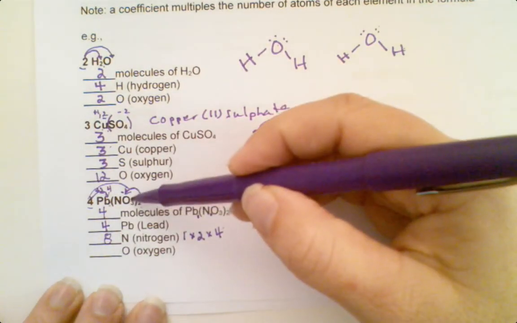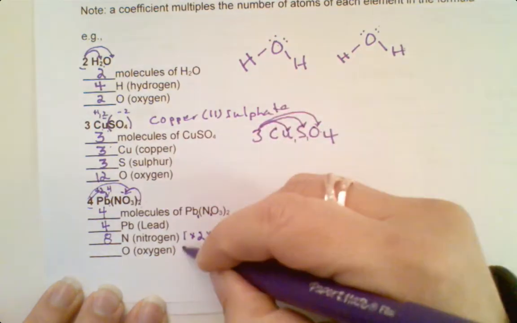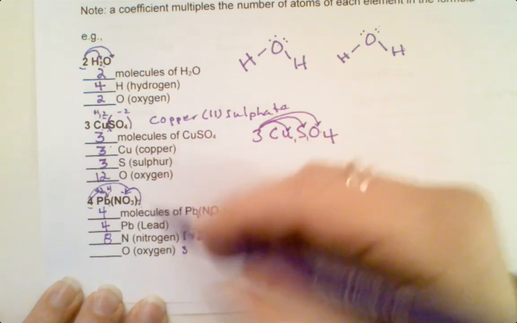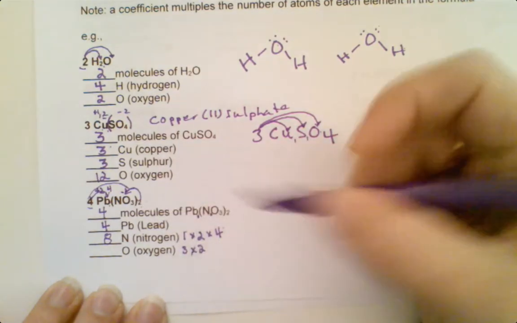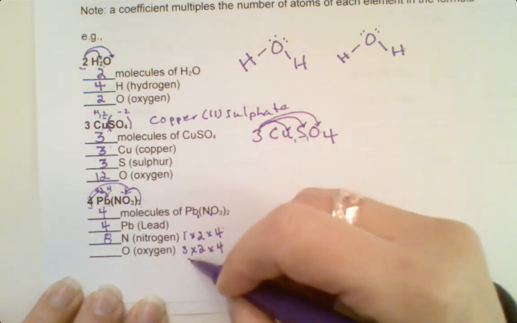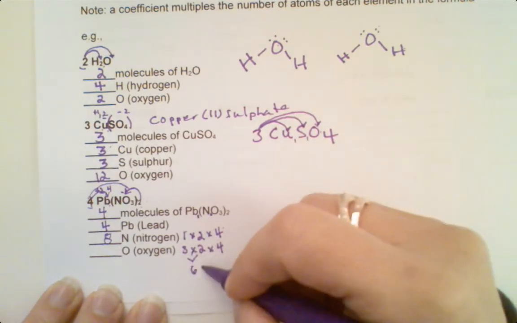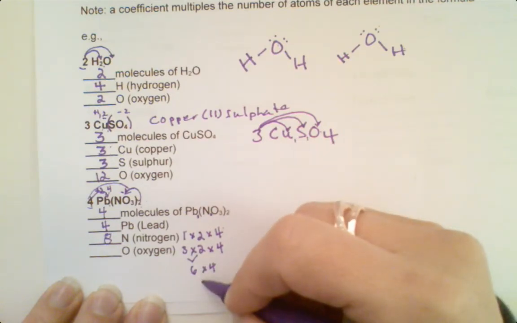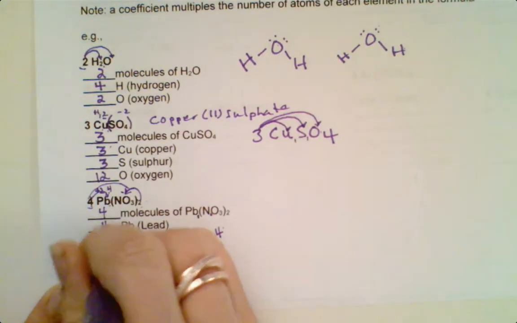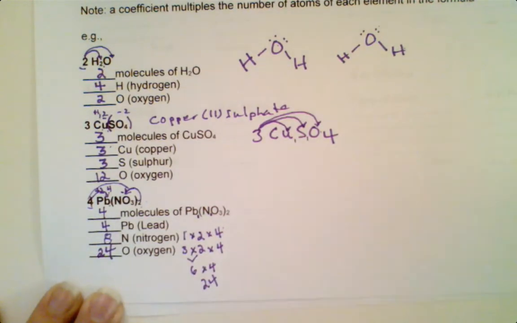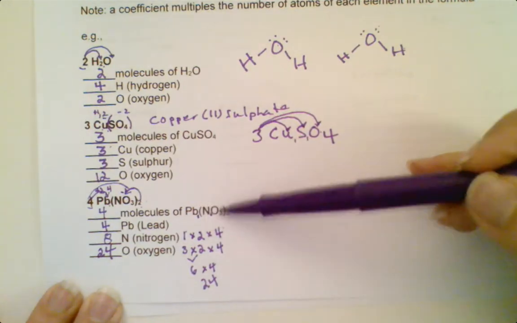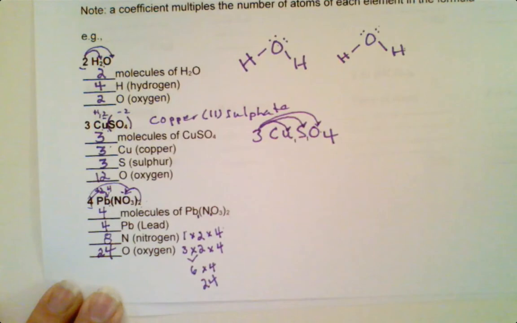Let's take a look at oxygen. There are 3 atoms of oxygen inside the bracket. There is a 2 outside of the bracket, so we multiply that by 2, and then we must also multiply by the coefficient out front. So here you have 3 times 2 is 6, times the 4, which gives you 24 atoms of oxygen. Okay, so those ones are a little bit tricky because you have to not only multiply by the number outside the bracket with whatever is inside the bracket, but also the coefficient.